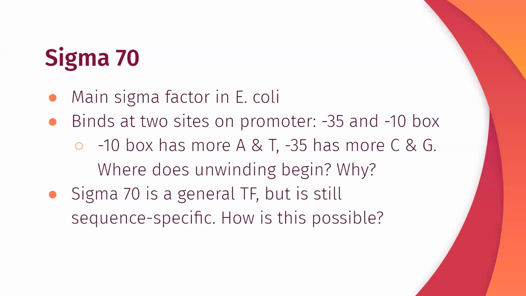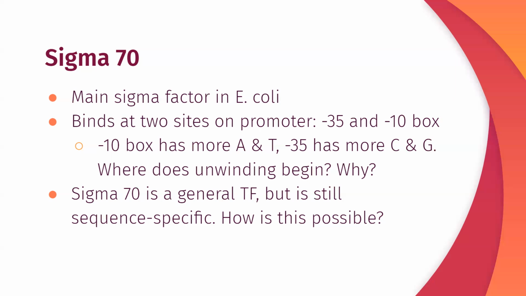So given that, do you guys have any idea which box unwinding would start at? -10, how come? Exactly, yeah. When we have our base pairs, adenine and thymine will only form 2 hydrogen bonds with each other, and cytosine and guanine will form 3 hydrogen bonds, which means it takes less energy for the cell to start unwinding at the -10 box. And we're always striving towards energy conservation.